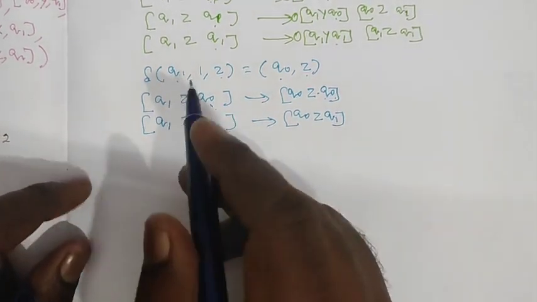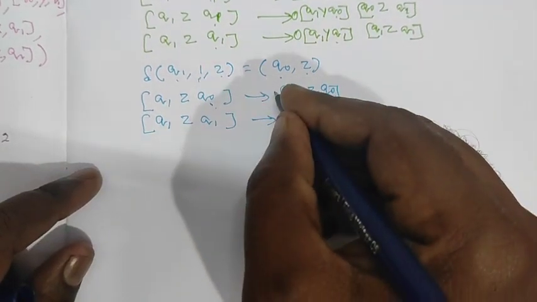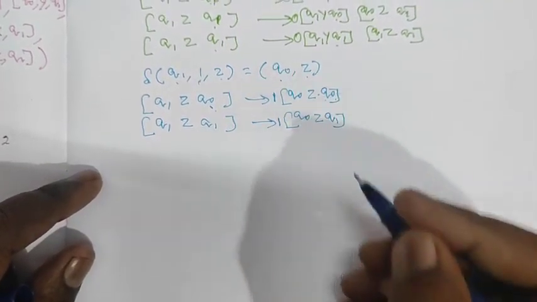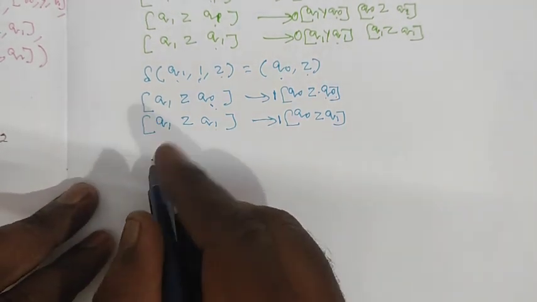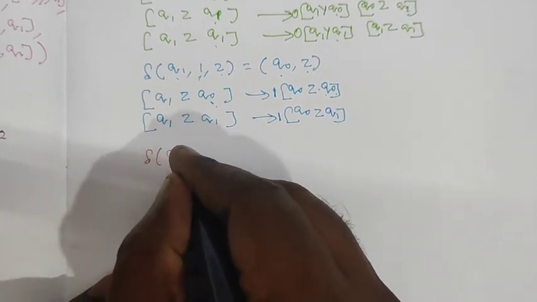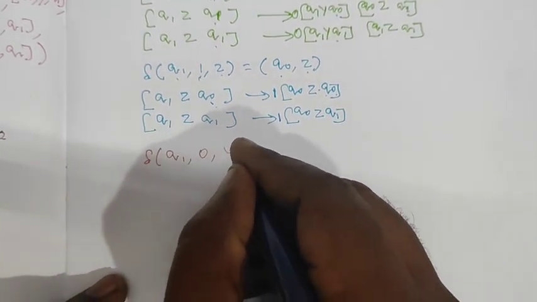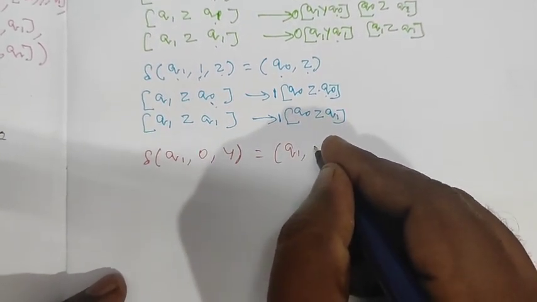And now we have to bring this input here. So what is the input here? Input is 1. So just transfer this input 1 here. Now we will discuss another transition. So we'll learn about other transitions here. The next transition is delta of Q1, 0, Y is equal to Q1, YY.